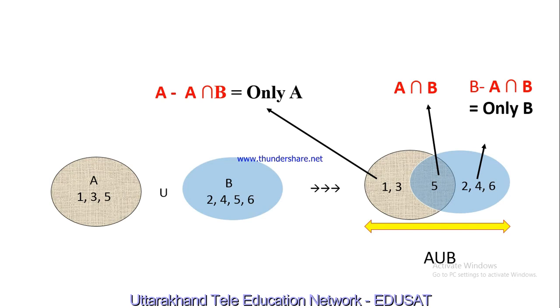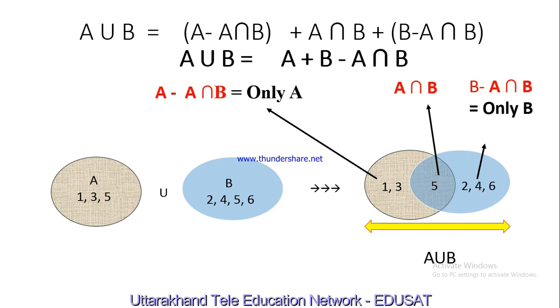So only is basically that portion of A which does not overlap with the other set B. So 1 and 3 is equal to only A. Likewise, we have got only B, which is equal to 2, 4, 6. And I am saying this again, don't confuse only A with A. A means 1, 3 and 5, while only A means only 1 and 3. And how do you get only A from A? You have to get rid of the overlapping part, and that is what you have done in the formula. A minus A intersection B is equal to only A.